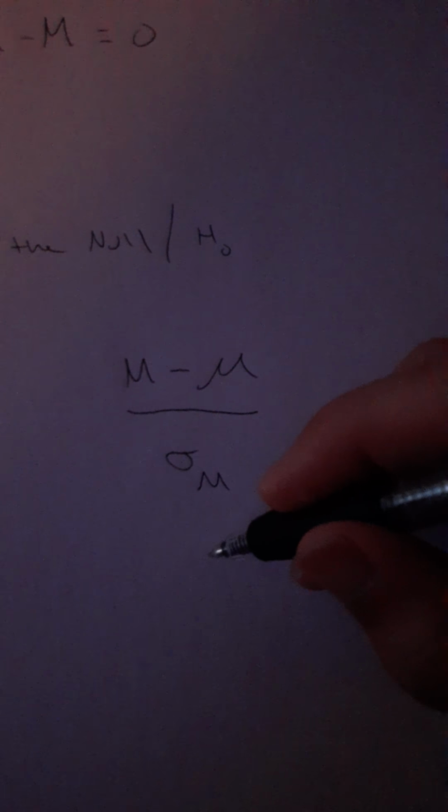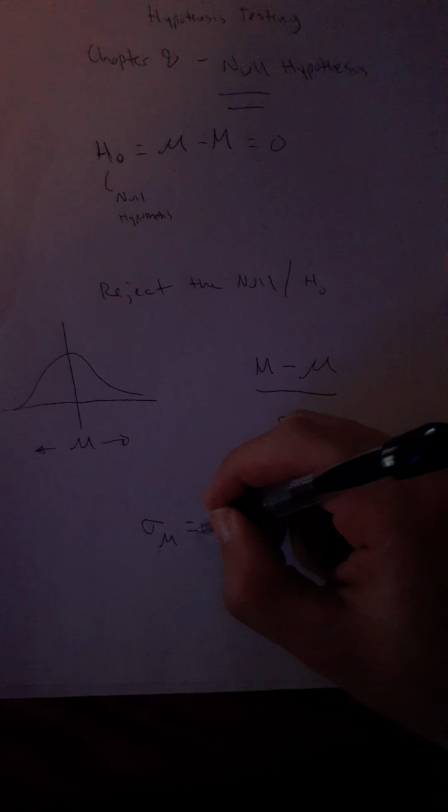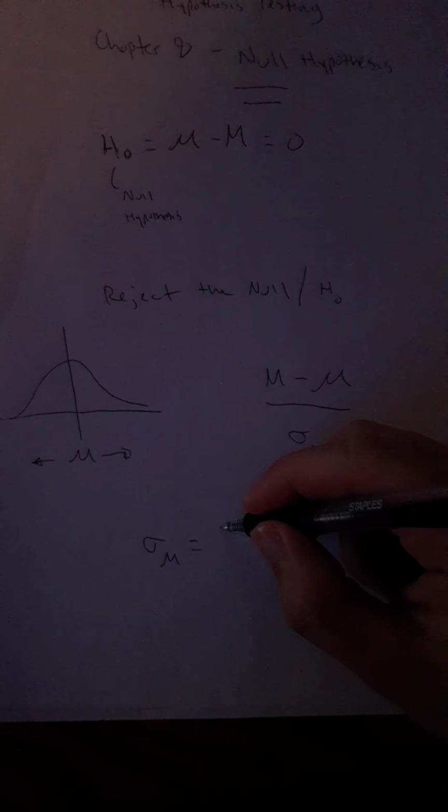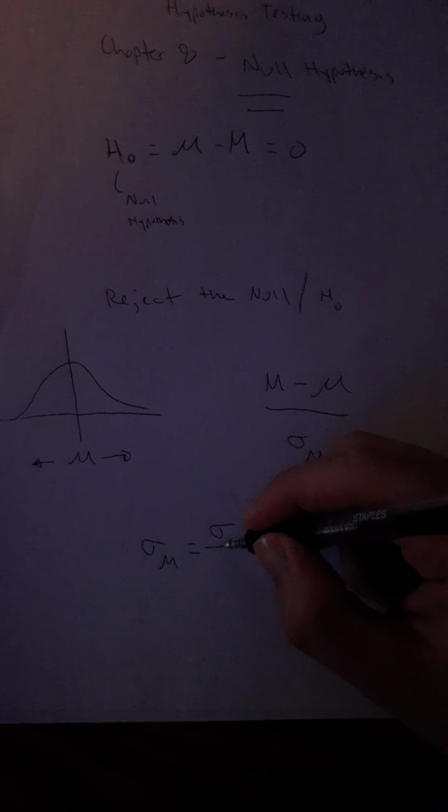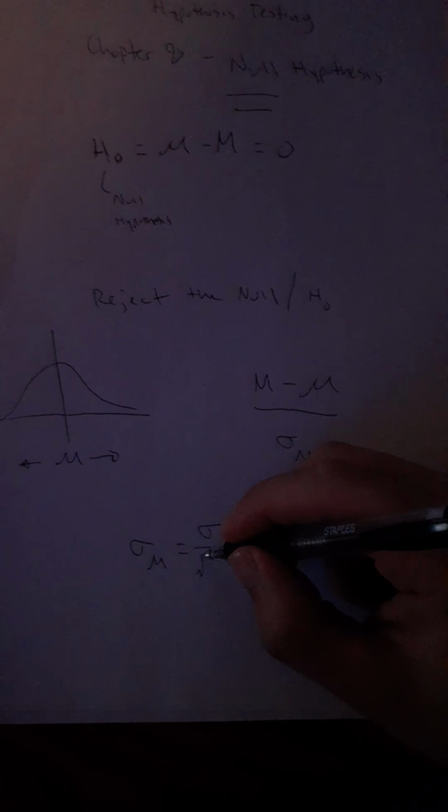And remember, from last week, we were talking about this idea of standard error, which is basically, trying to get better at this part. Standard error is standard deviation divided by the square root of the size of the group.